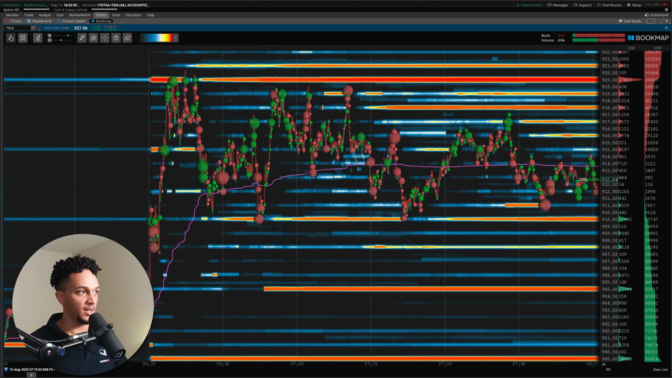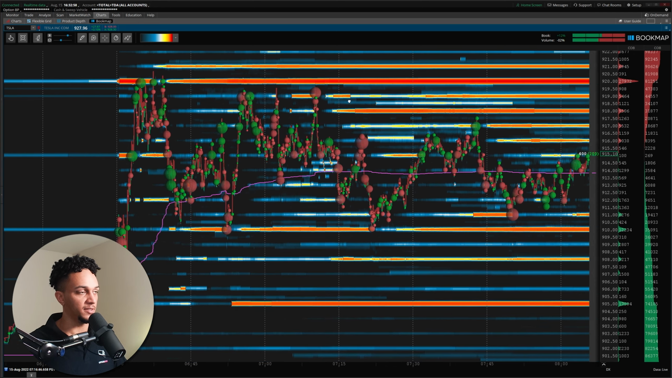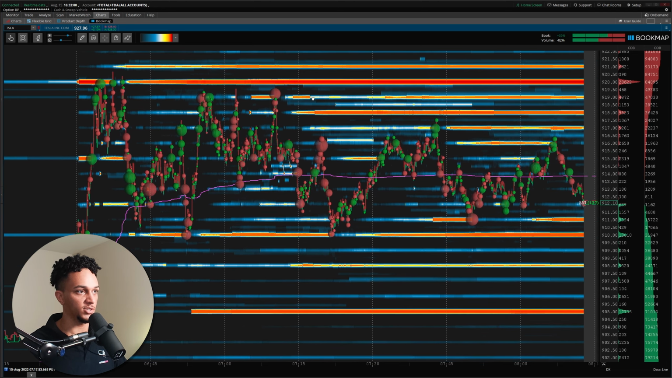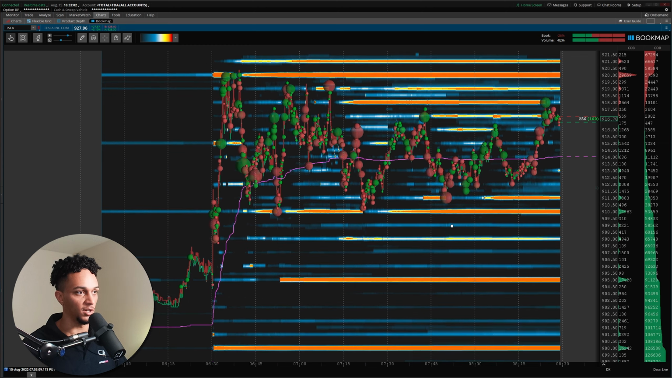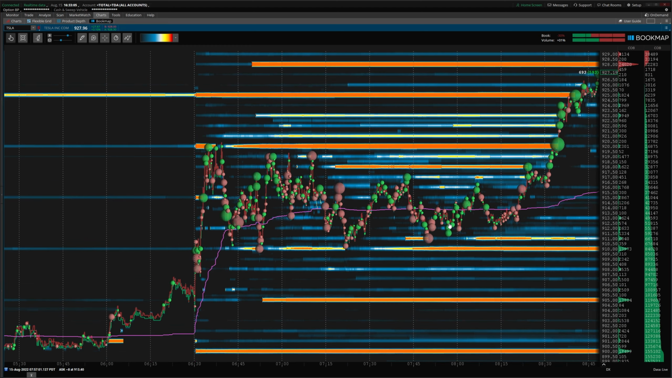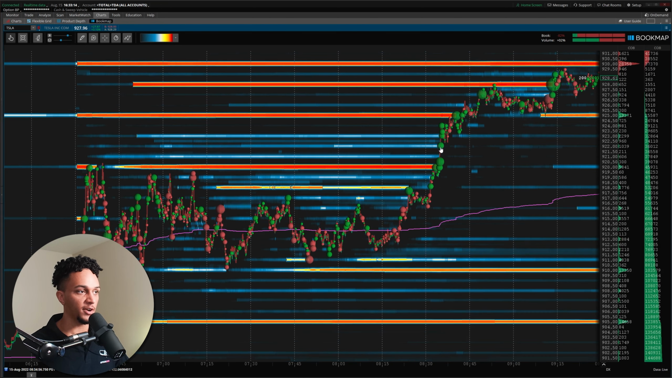So each time buyers tried to push the market higher, they filled, and the sellers at 920 would send the market back down lower. It was ping-ponging back and forth until one of the sides made a move and became more aggressive. And these red and green bubbles mean aggressive buyers and sellers. So in order for price to move, you have to have either aggressive buyers or sellers.